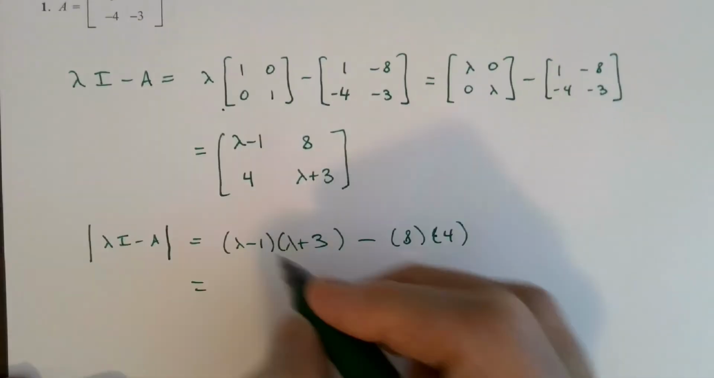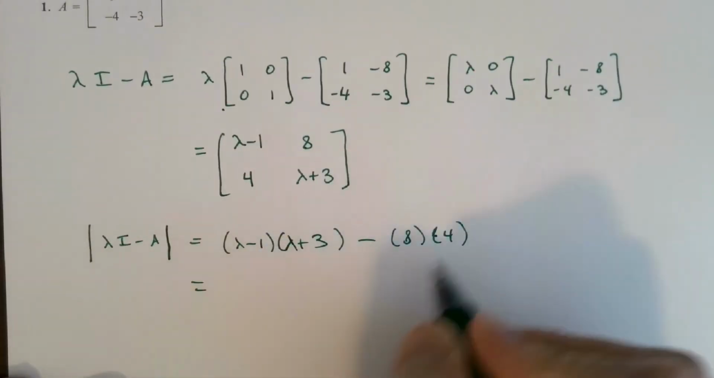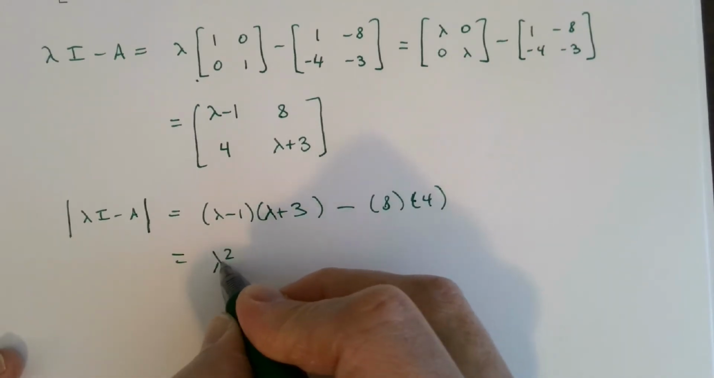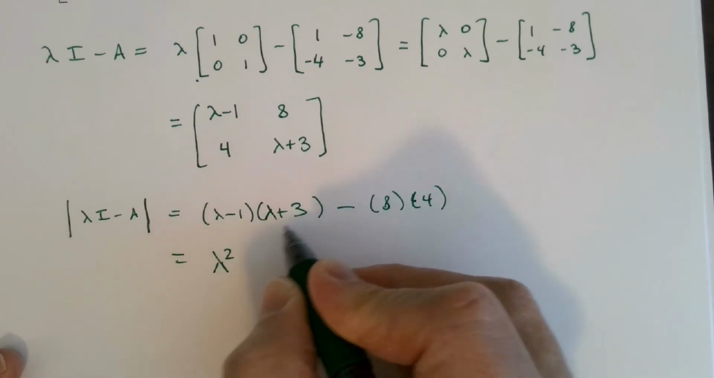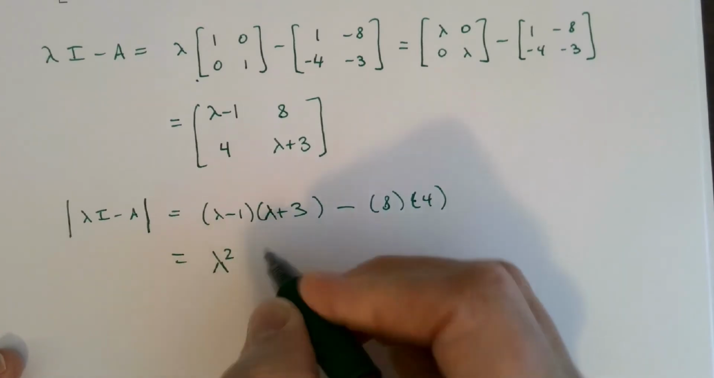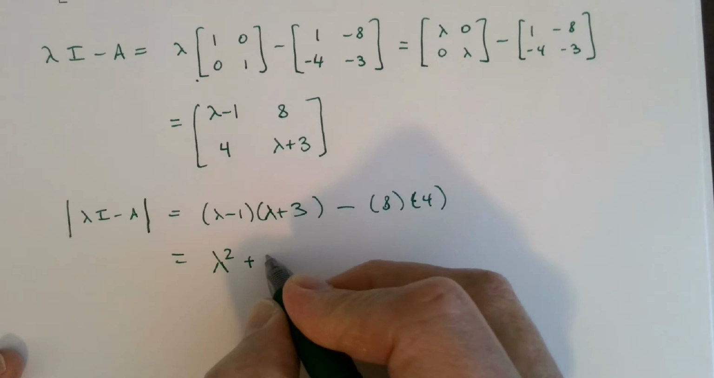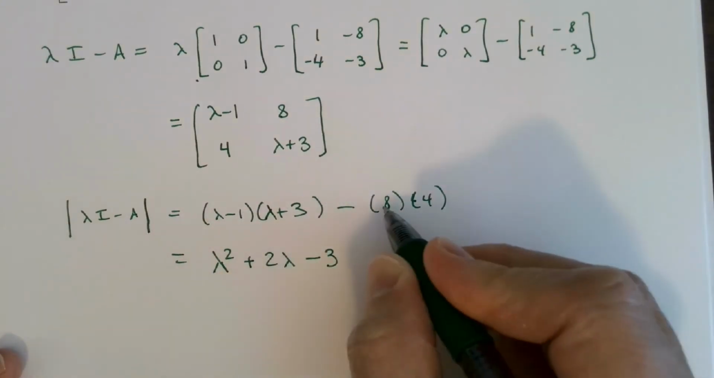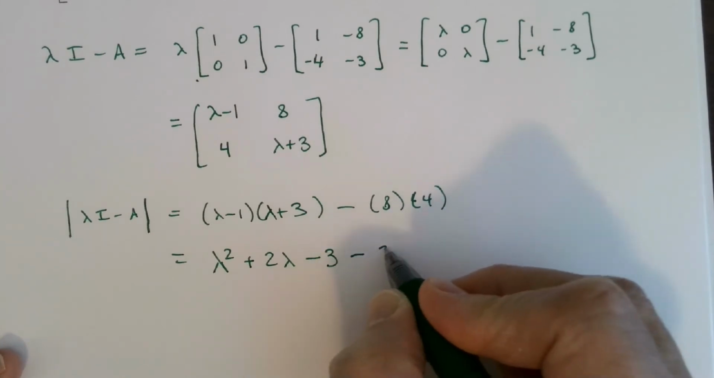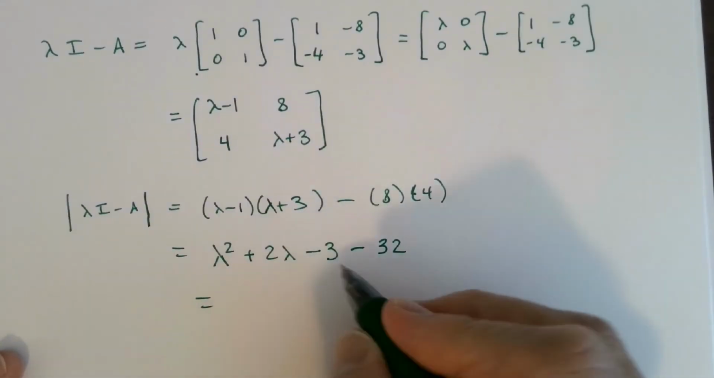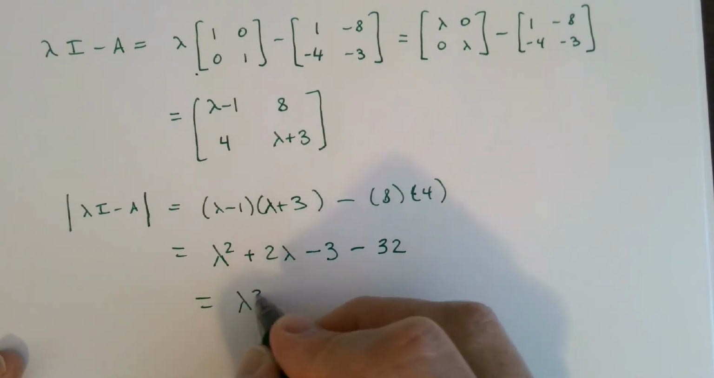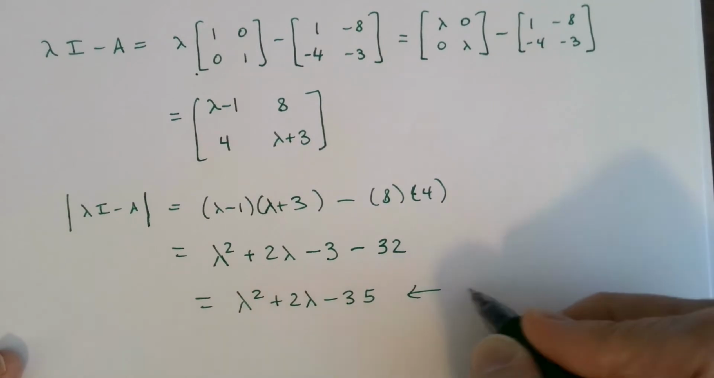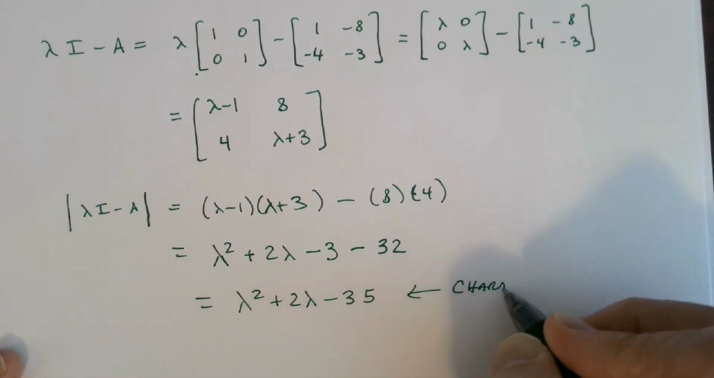And let's go ahead and expand and combine like terms. If I FOIL this out, I get lambda squared. Outer is 3 lambda. Inner is negative lambda. 3 minus 1 is plus 2 lambda. Negative 1 times 3 is negative 3. Then minus 8 times 4, and I can combine negative 3 and negative 32. That right there is what we call the characteristic polynomial.